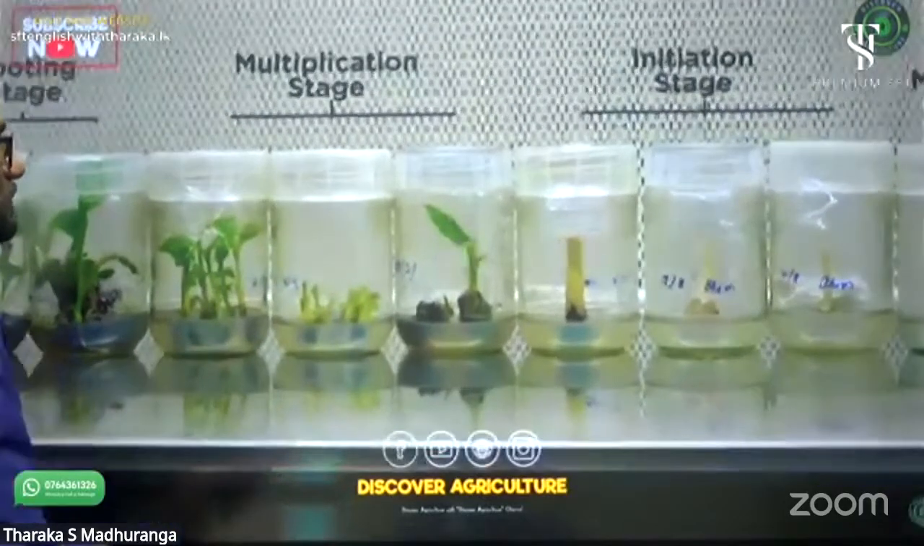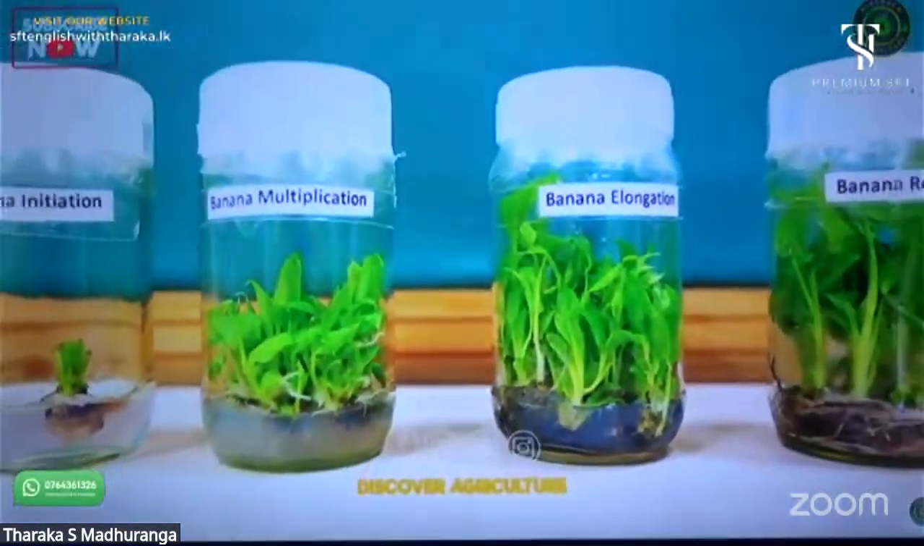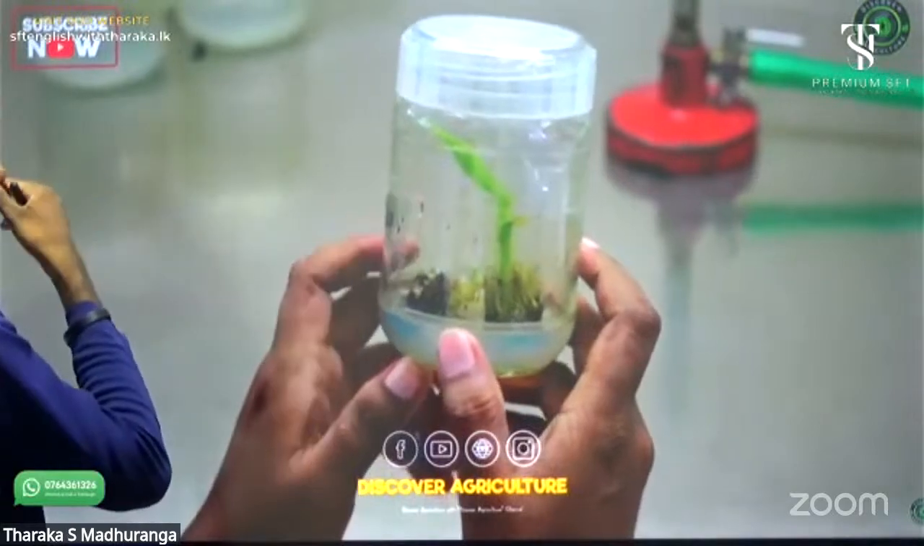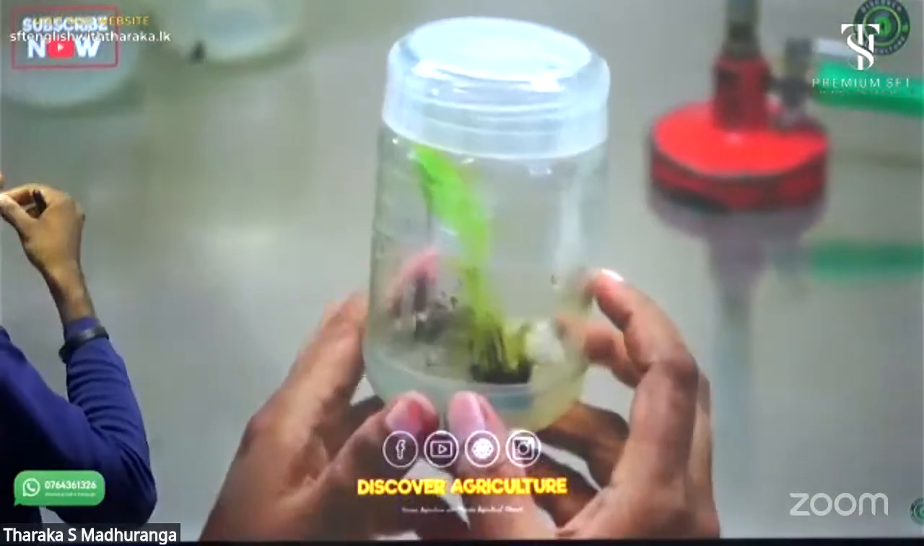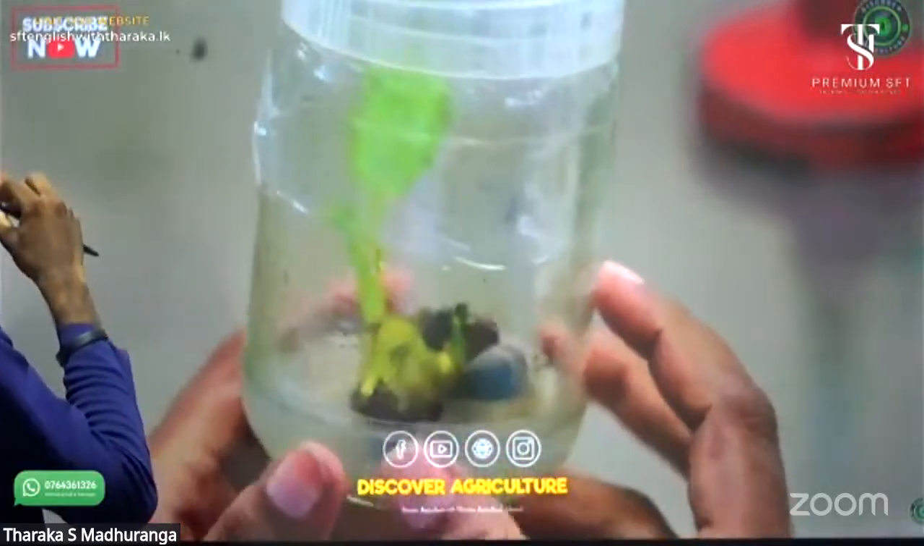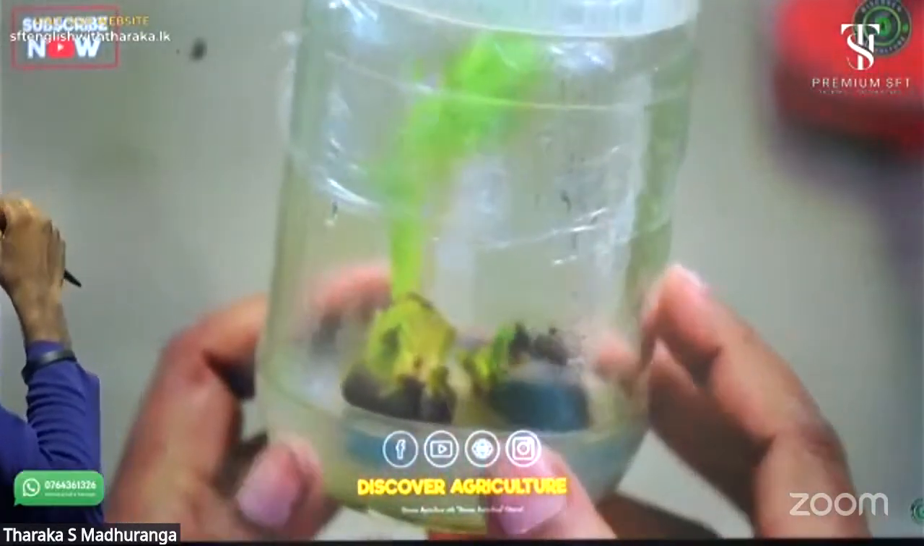The propagation process consists of 4 main stages. Stage 1, collection and inoculation. The shoot apical meristem is inoculated into the nutrient media. This is the initiation stage, where the culture starts its growth journey.